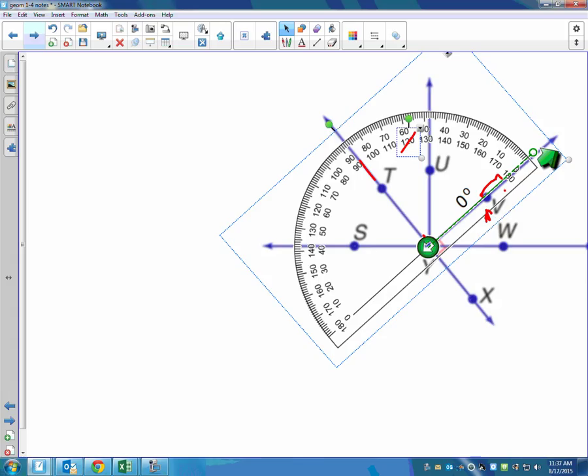So you have to turn your protractor, and the line at the bottom needs to match up with one of the sides of the angle that you're measuring. Does anyone not understand what I'm saying?